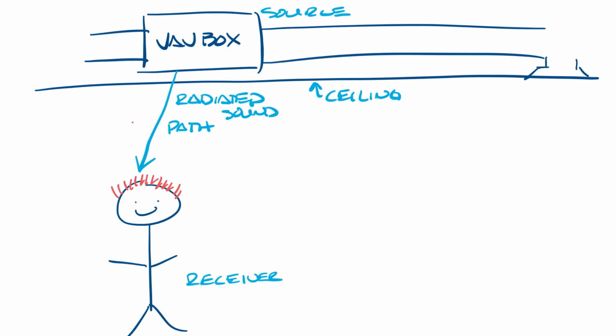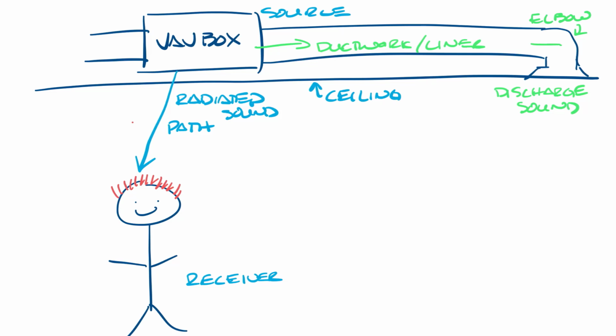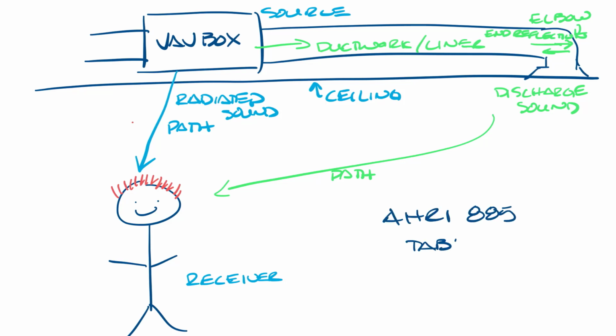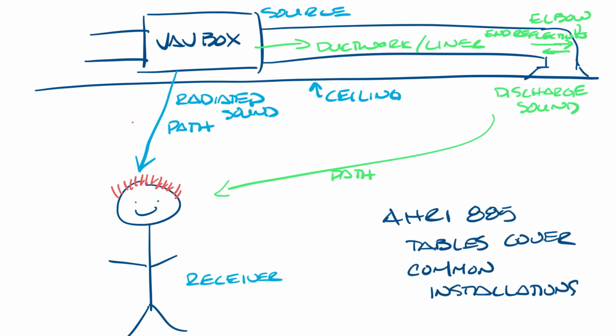Now let's draw in a diffuser over here and look at the discharge sound path. A lot more things can go into the discharge sound path. You've got the ductwork itself, and if it's lined, you've got the liner and the ductwork. You might have elbows or T's. There's end reflection where sound hits the end of the ductwork and bounces back, and then the air comes out of the diffuser and the path goes to the occupant. AHRI 885 is full of tables that cover all the common installation components. So let's look at an example now.